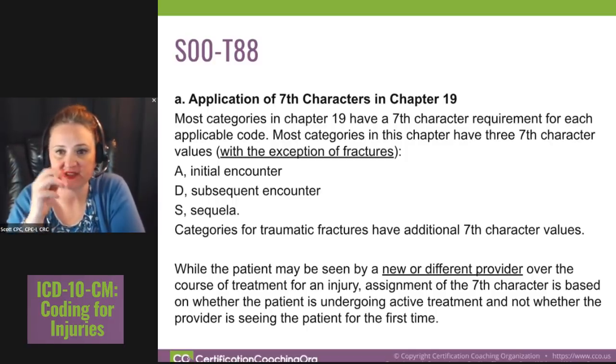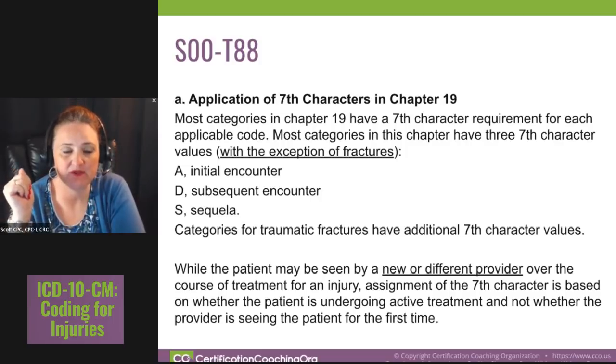Okay, so those seventh characters could be different, but for the most part, when we're looking at these S&T codes, we have our initial encounter, our subsequent encounter, and our sequela. Again, initial encounter is why the person is being seen. Subsequent encounter is the additional visits, and the sequela is late effects.